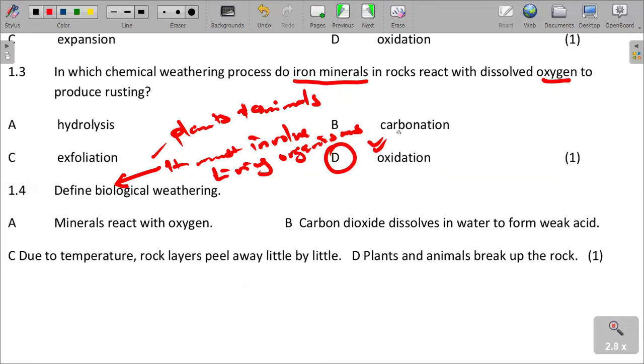So it defines biological weathering. It actually represents plants and animals breaking up the rock. So therefore, the answer is what? It is D. D is the answer.